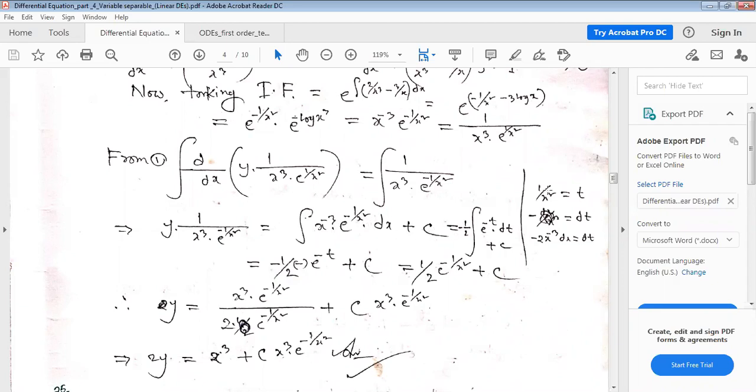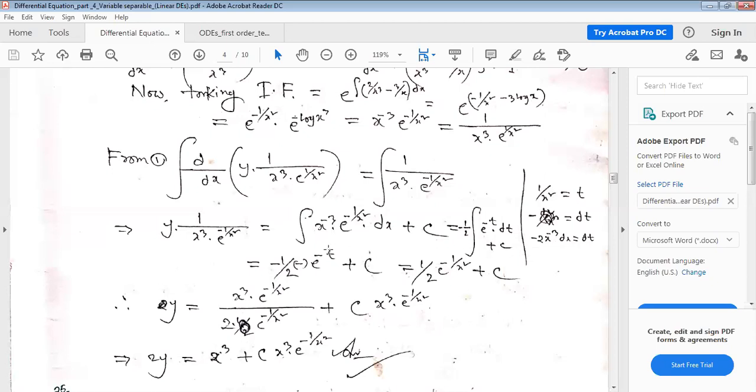dx plus c. So if we consider 1 by x square equal to t, then differentiation, what will be? Minus 2 x to the power minus 3 dx equals dt. That means x to the power minus 2, the formula, what will be? x to the minus 2 into x to the power minus 2 minus 1. That means applying the x to the n formula of differentiation, we get this.